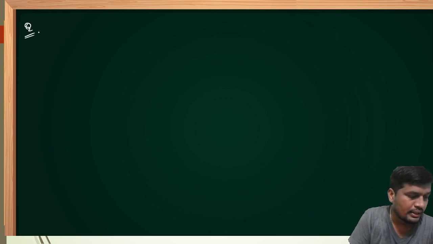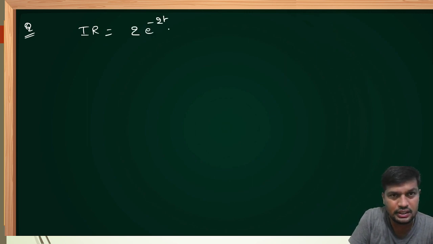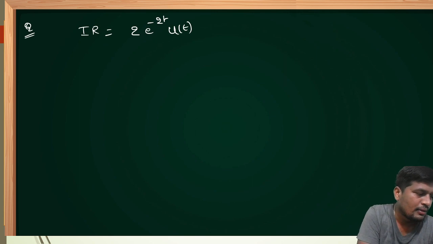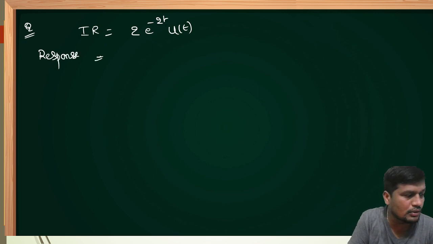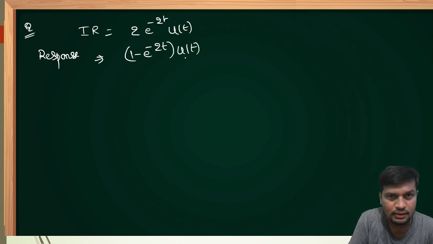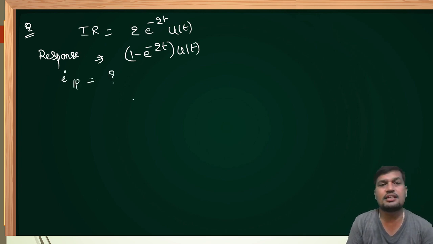Another question is: the impulse response of an initially linear relaxed control system is given as 2 e power minus 2t into u of t. To produce a response, that is, an output of 1 minus e power minus 2t into u of t, the input must be equal to... Once again the same kind of question, same question, just the data is changed.